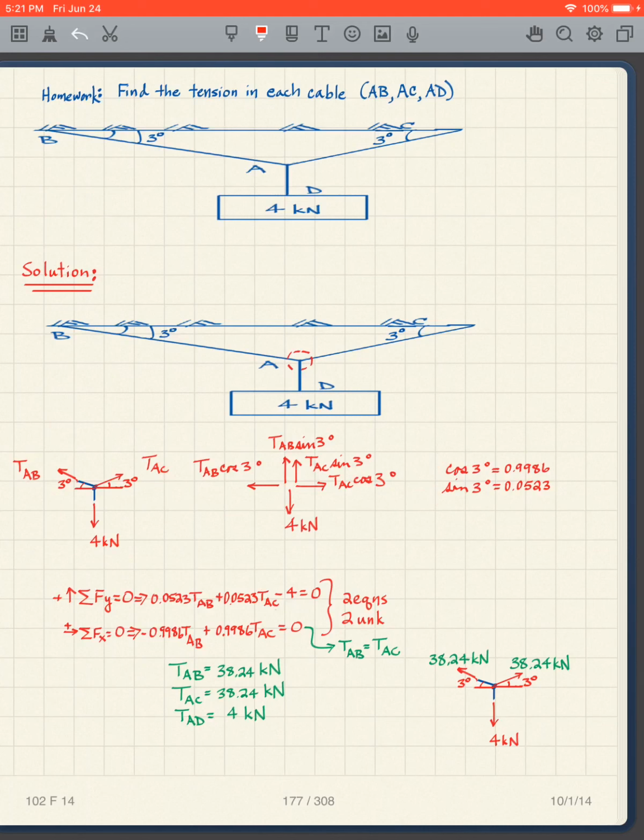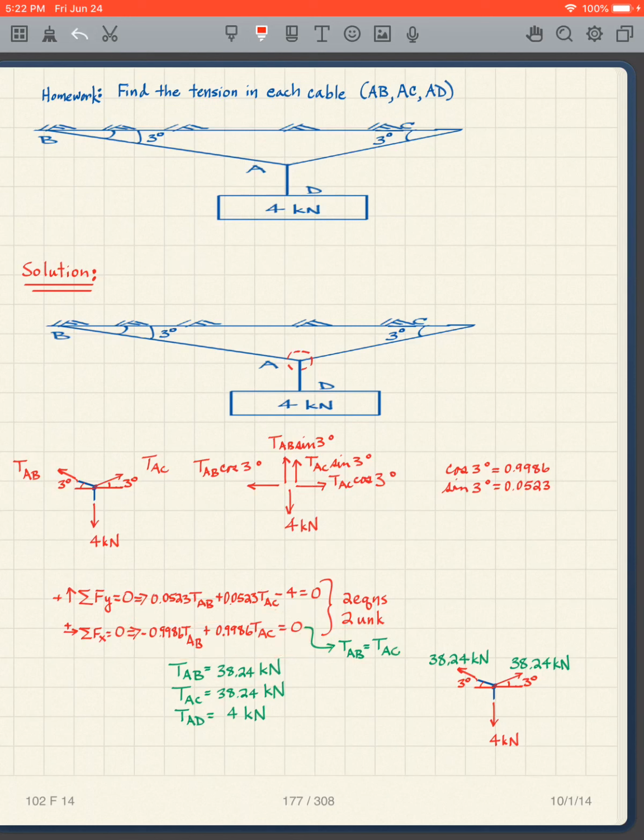I get a similar free body diagram here to work with. I take my y's, I get that equation. Take the x's, gives me this equation. And now when I look at this equation, what do I find? I find that TAB and TAC are equal, because this is now a symmetric problem, since they're both 3 degrees.